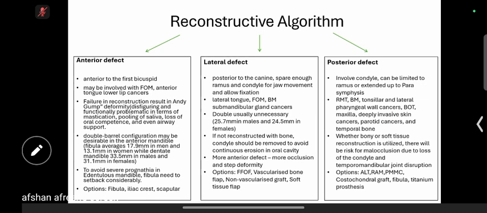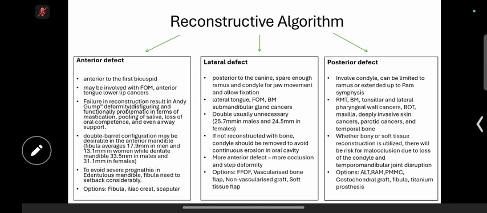If not reconstructed with bone, the condyle should be removed to avoid continuous erosion in the oral cavity. The more anterior the defect, the more occlusion and step deformity can result. The options include fibula, vascularized bone flaps, non-vascularized grafts, soft tissue graft.